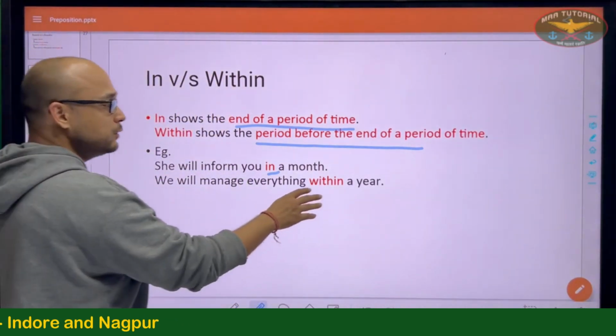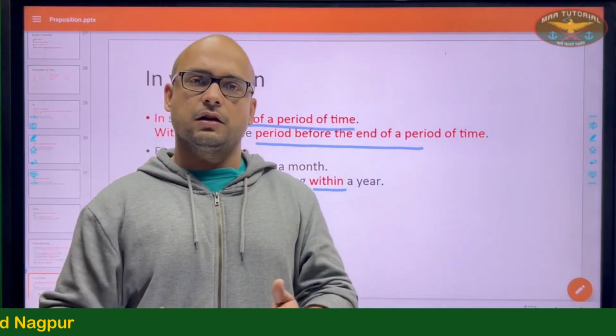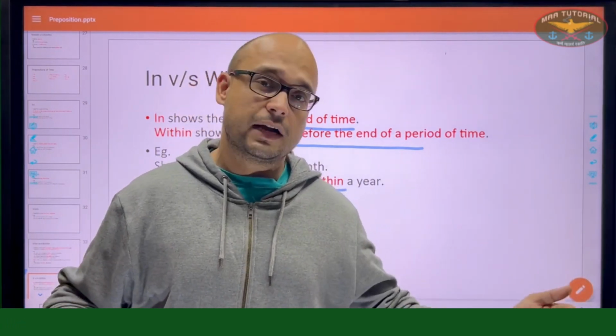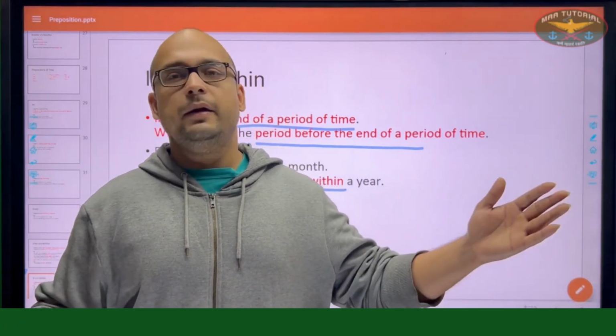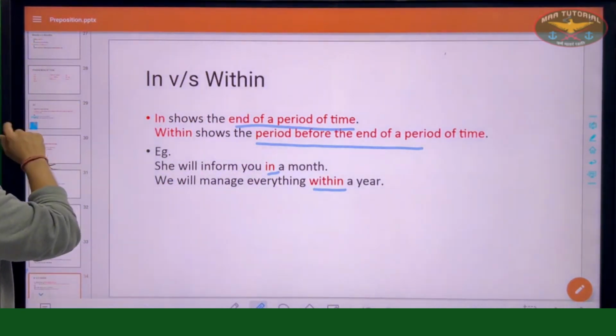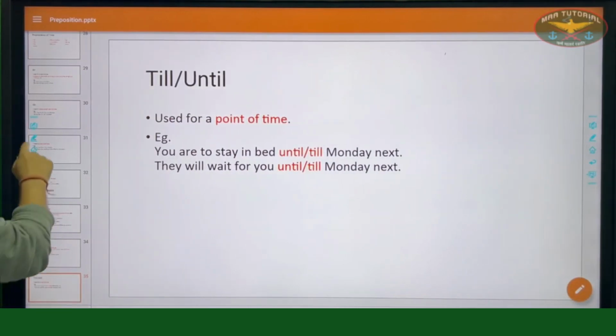We will manage everything within a year. Before the year is over, we will manage everything. Within a year, in a year. In a year means it will take 1 year and then after that it will happen. Within a year means it will not take 1 year. It will happen before that. In versus within.